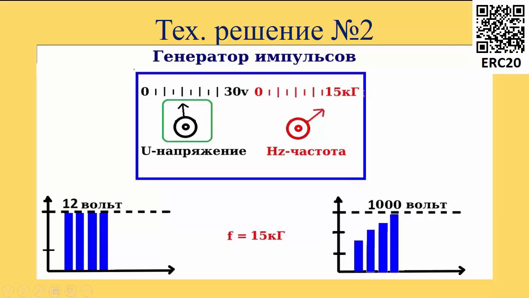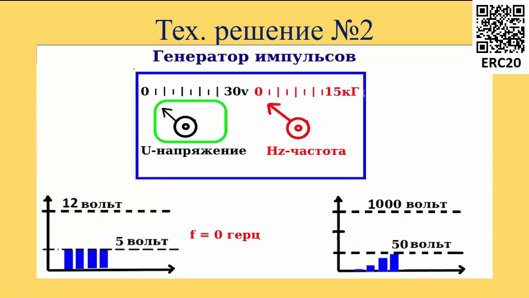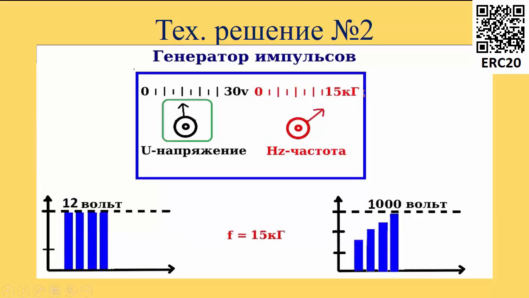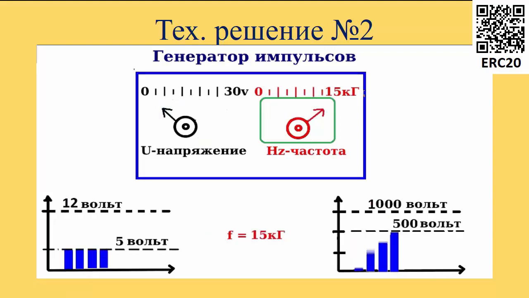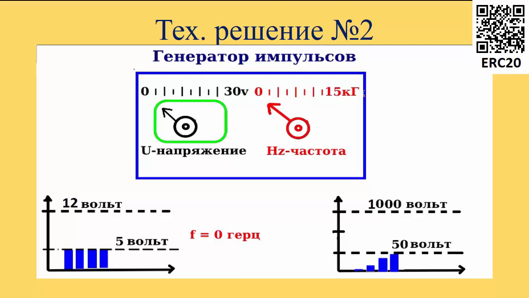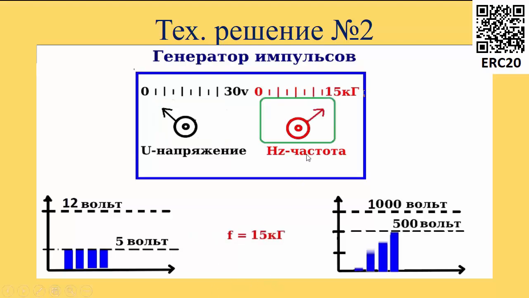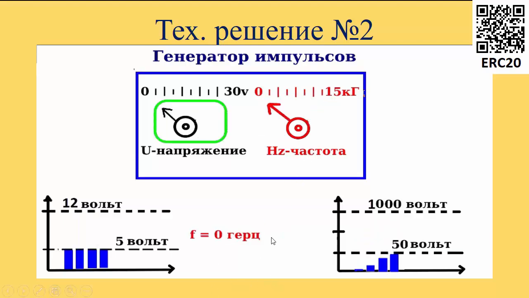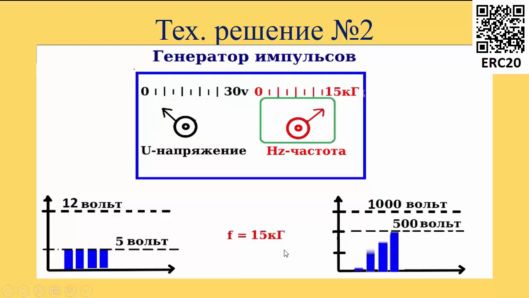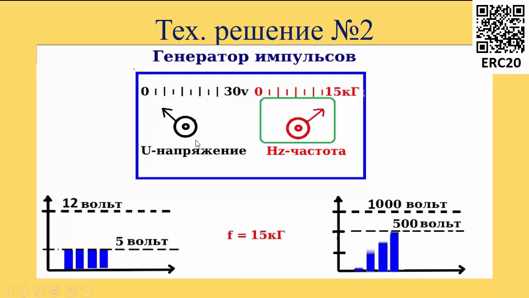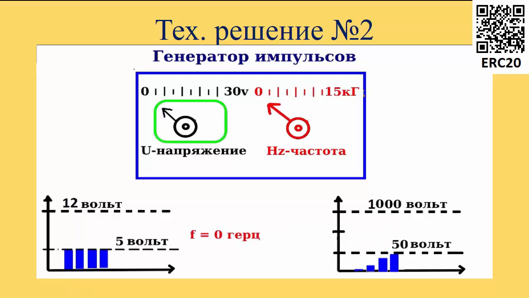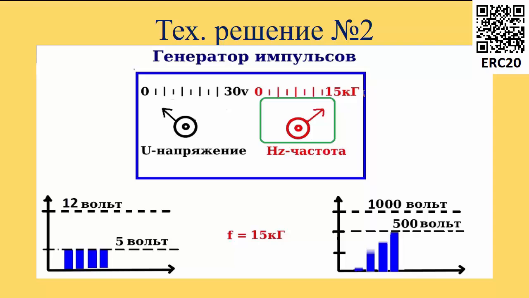Let's move on to the next slide. Here we show the work already in dynamics. So we put 5 volts. Then we pick up the frequency, figure out what frequency, and we lift the voltage smoothly.